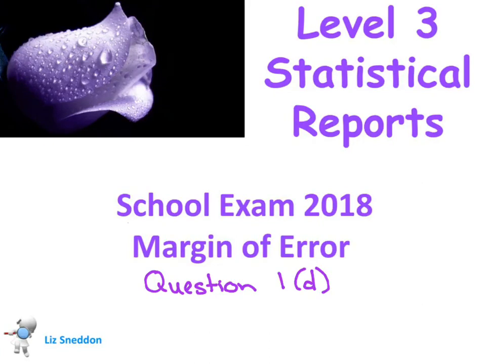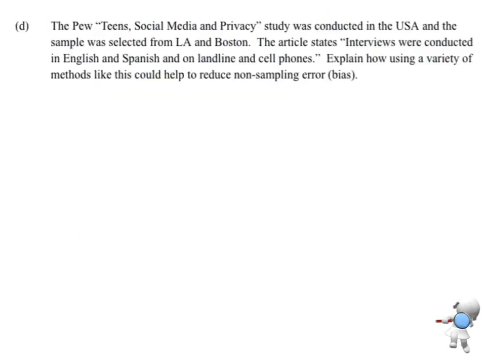Here's question 1D. So question 1D talks about how the study was conducted in the USA and the sample was collected from LA and Boston. So the article stated that interviews were conducted in English and Spanish and on landlines and cell phones. So we need to explain how using a variety of methods like this is going to help reduce the non-sampling error. Okay, so the first thing we want to do is just make sure we understand what non-sampling error is.